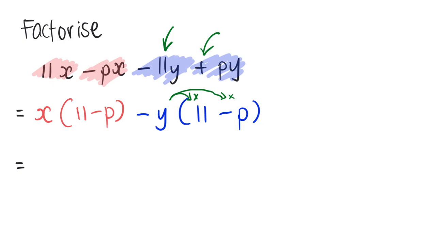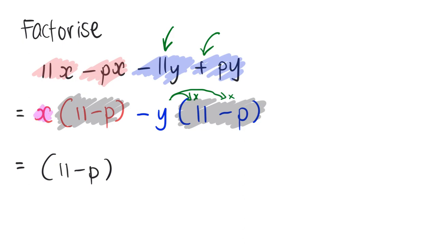And finally, I saw that there is a common factor, 11 minus p, which is the same bracket. I will take that out as a common factor. And I'm left with x minus y. And that will be the answer for this question.